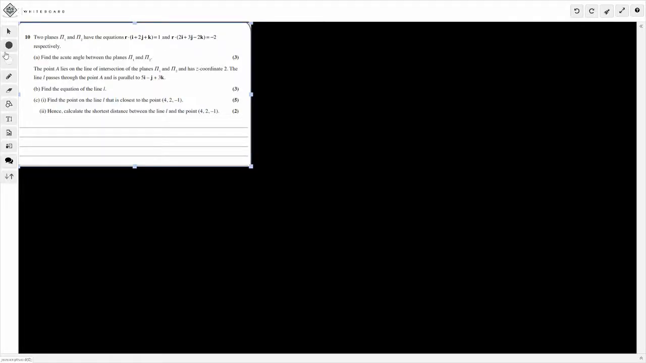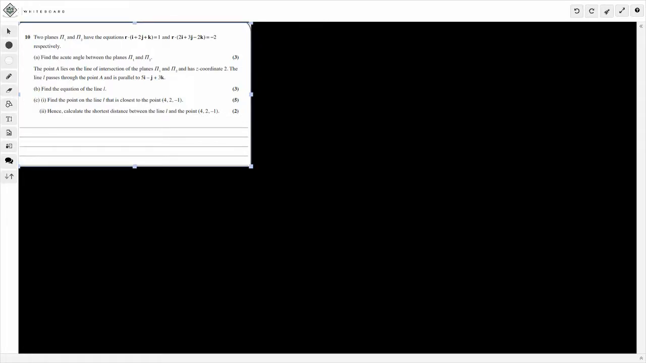So finally, moving on to question 10, the last question on this paper. We've got a question on 3D vectors again. We're told the two planes, pi1 and pi2, have these equations that are given here. And for part A, we have to find the acute angle between the planes pi1 and pi2. So how do we go about doing this?